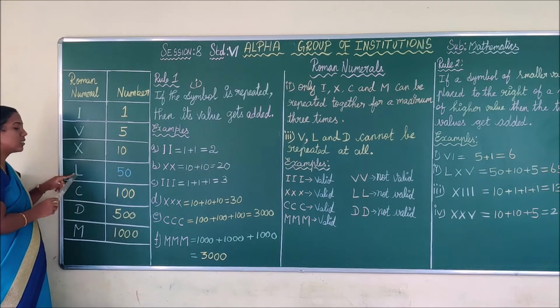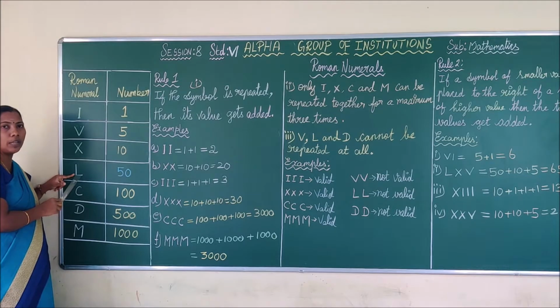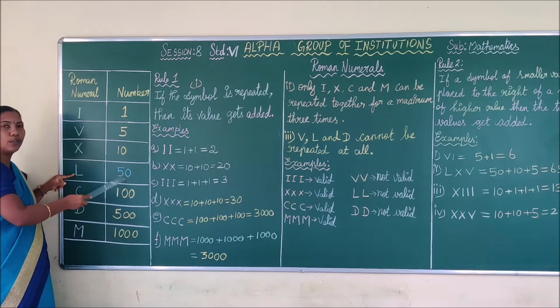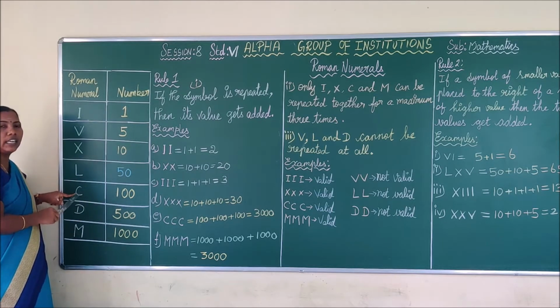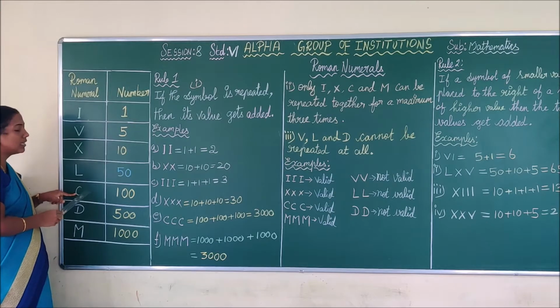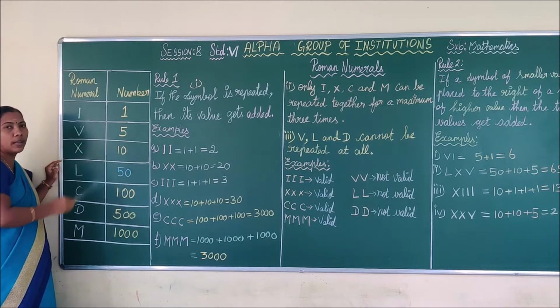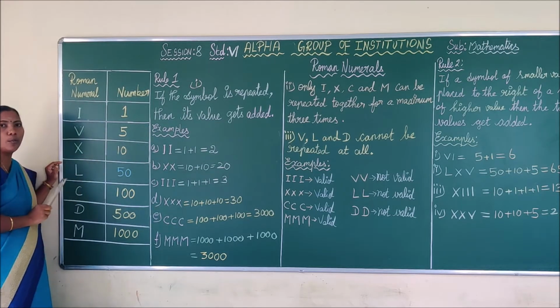And what is the cost of the lollipop? L for lollipop. Thus the cost of the lollipop is 50. Thus L takes 50. And C takes 100. C for centum. Centum means 100 marks. Thus C takes the value 100. Thus definitely you have to memorize these symbols along with their values, children. Then only you can write the Roman numerals easily.